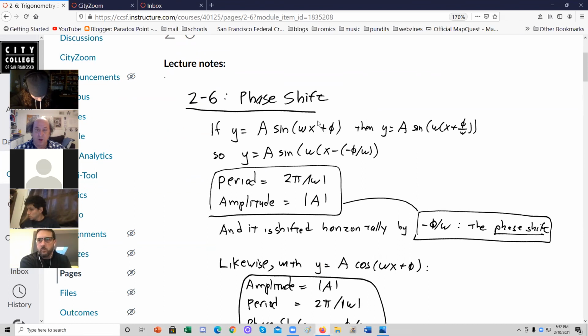So first, let's pull out a factor of omega from both these terms: omega times (x plus phi over omega). Rewrite that again as A sine omega of (x minus negative phi over omega).